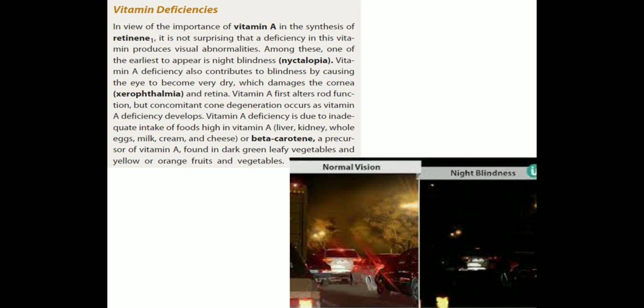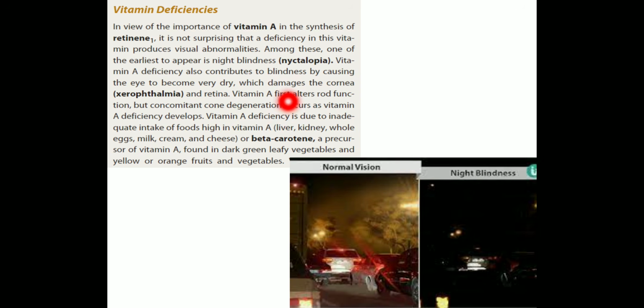Night blindness is something like this: here you can see a normal vision. During the night, a normal eye can see much brighter things, but a night blindness patient won't be able to perceive all these lights. A normal eye during the dark phase can perceive these images, but if the patient has night blindness, this is how he will perceive these images. So this was about night blindness.